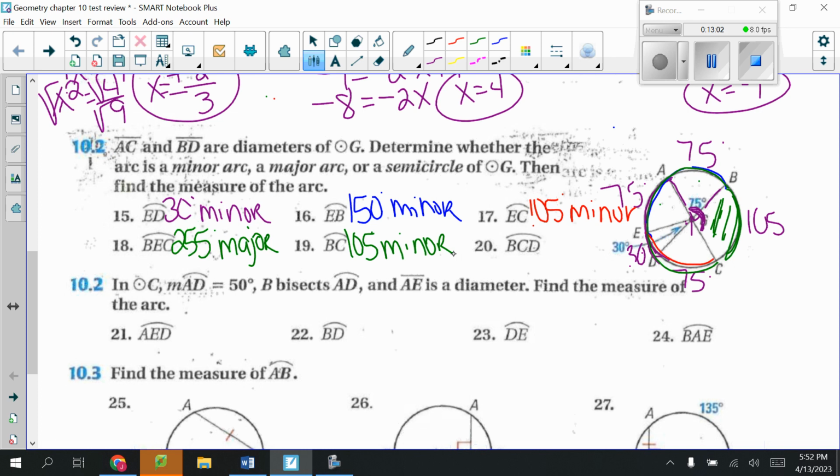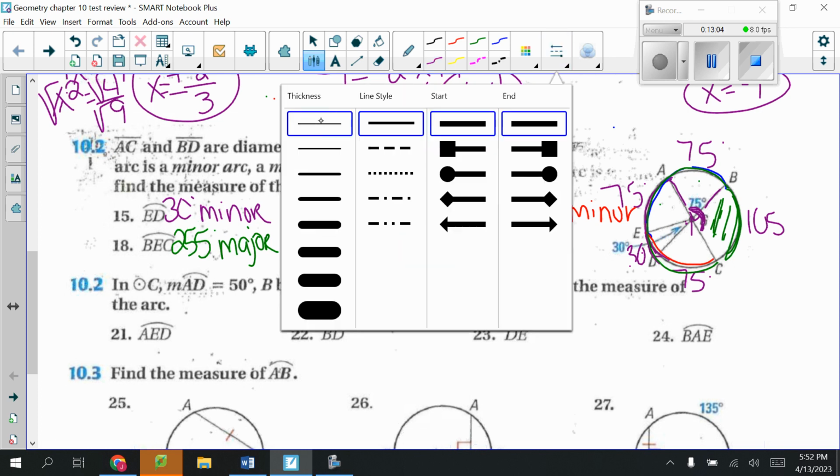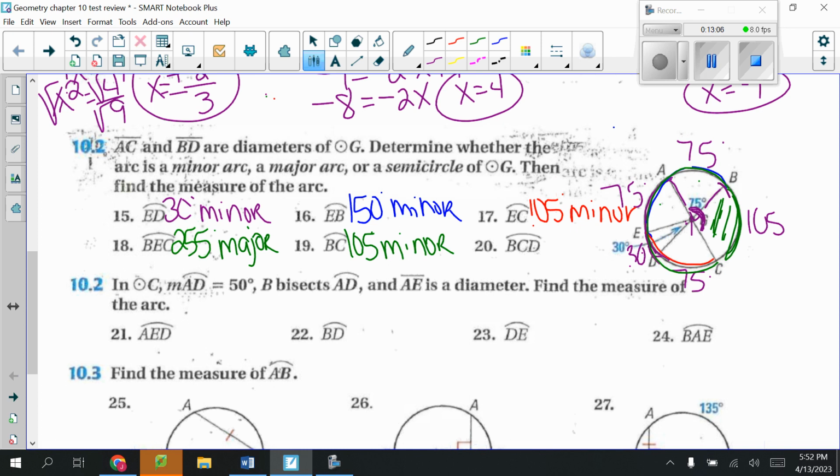And finally, arc BCD. So arc B, C, and D. I see that as half my circle. So that's going to be 180 degrees. And that is a semicircle.